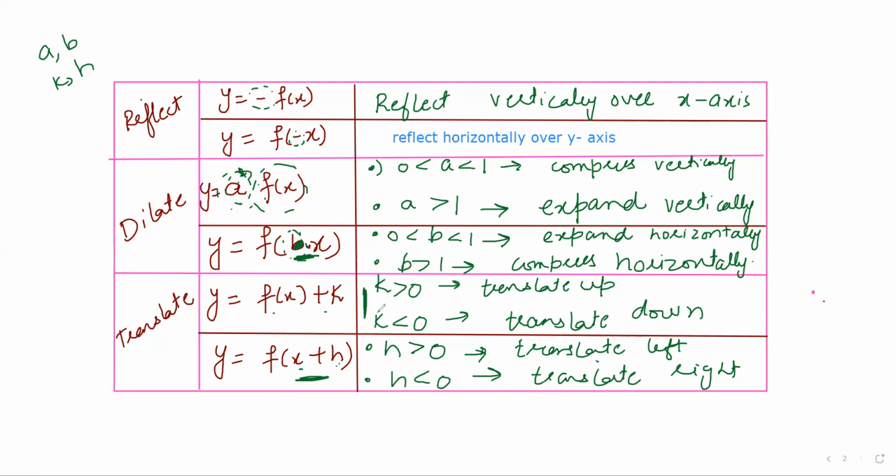In the case of translate, if the value is greater than 0, that is adding, you need to translate up, because we know positive means translate up. We know negative means translate down. And in the case of x plus h, positive means translate left. I have just told you that in the case of horizontal, it's opposite intuition. So x plus h greater than 0 means translate left and less than 0 means translate right.